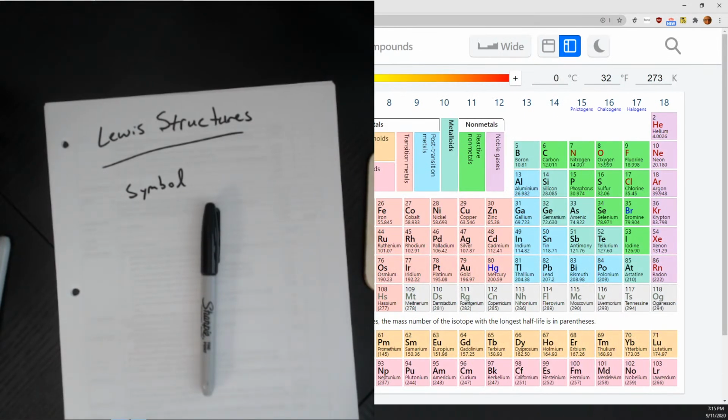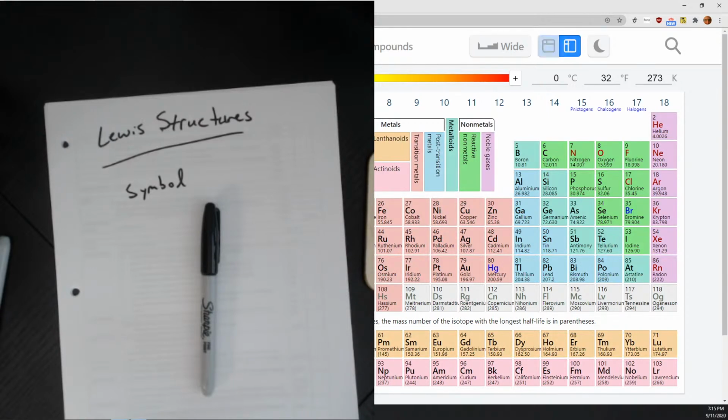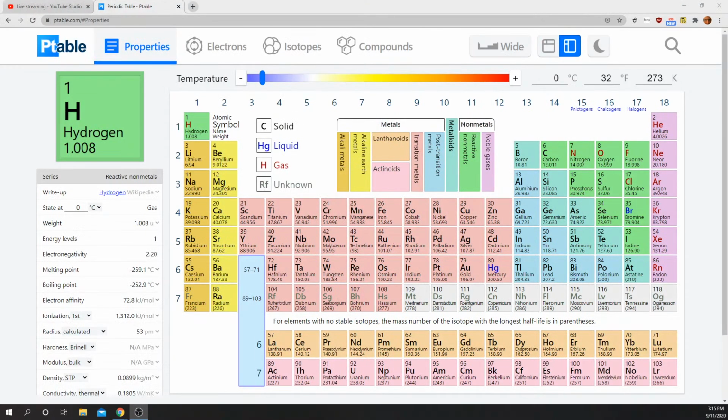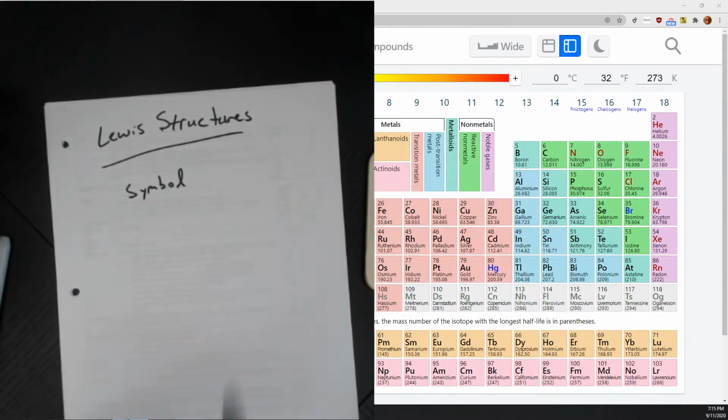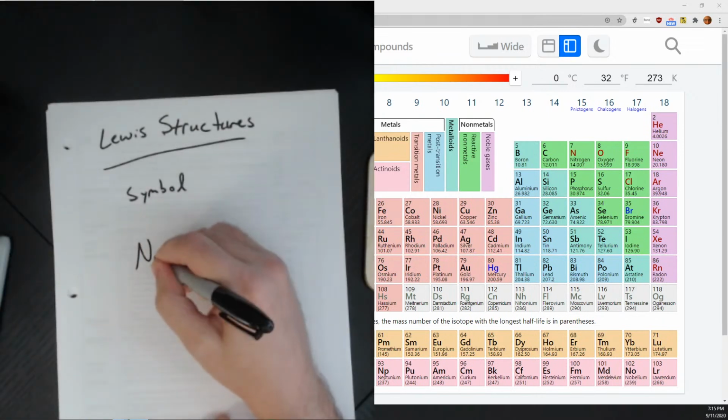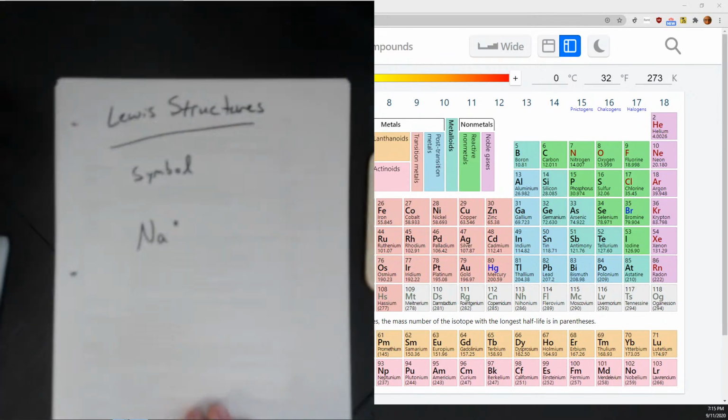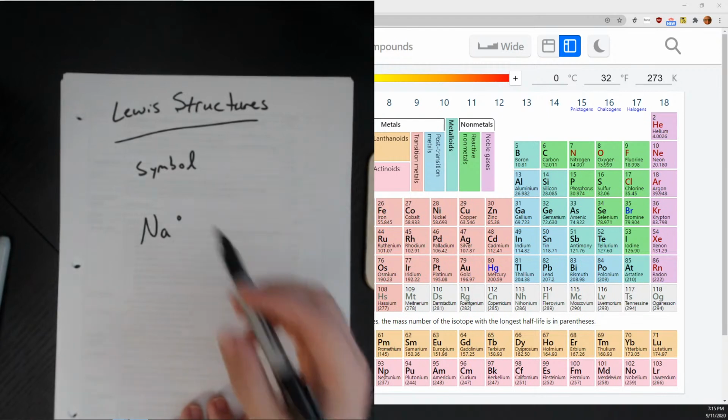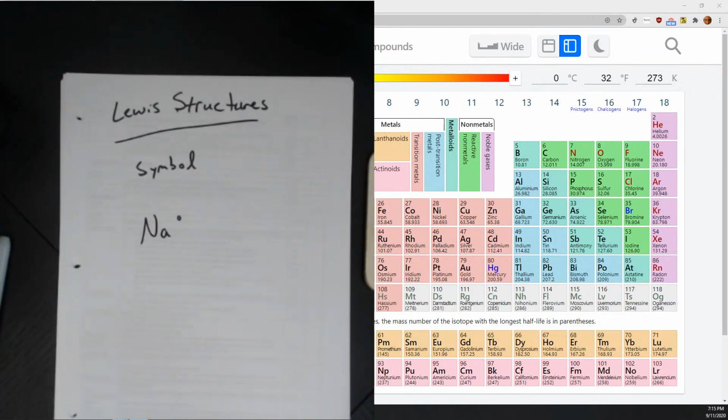So we open up our periodic table. All we care about is the number of valence electrons. We don't give a darn about anything else going on there. So for example, sodium, element number 11, way over here on the left, alkali metal, only has one valence electron. So when we draw out the Lewis symbol for sodium, we draw it as just sodium with a dot. And that dot represents its single valence electron.